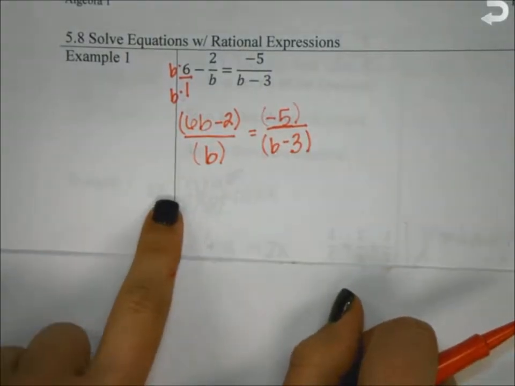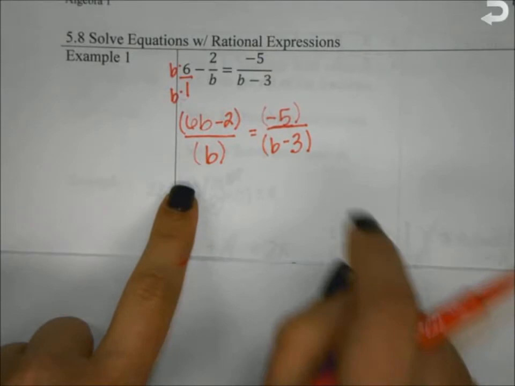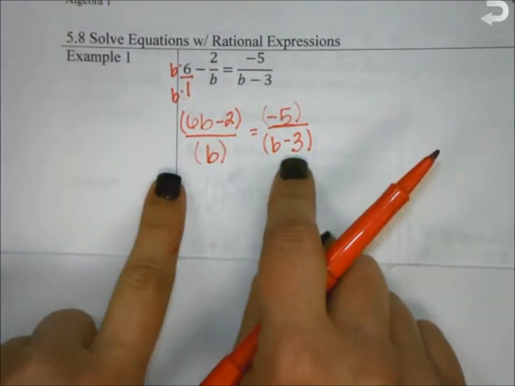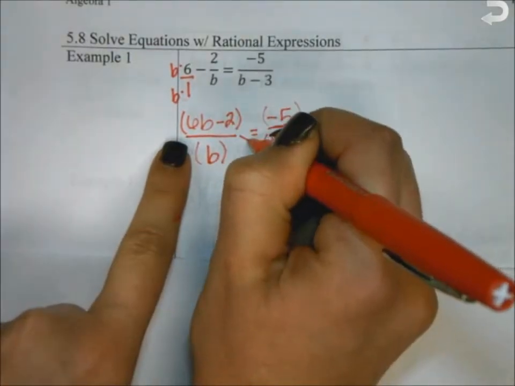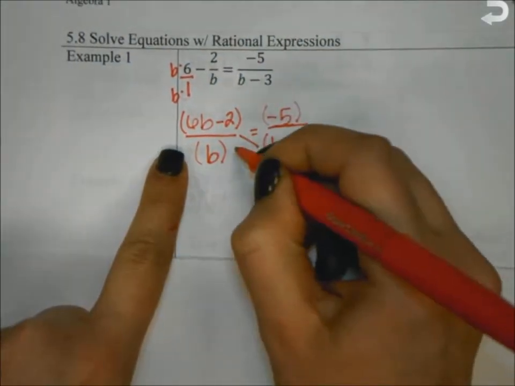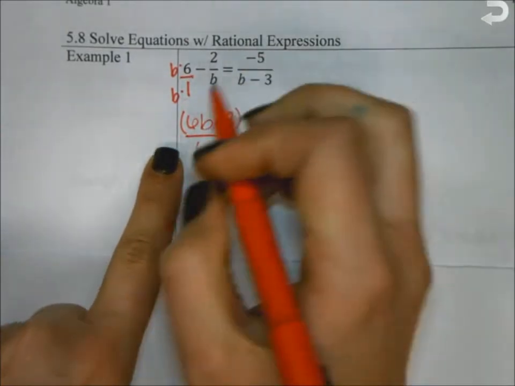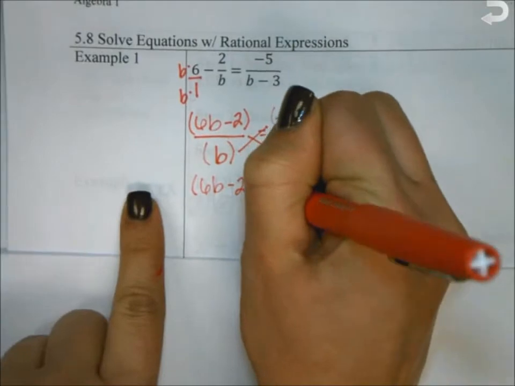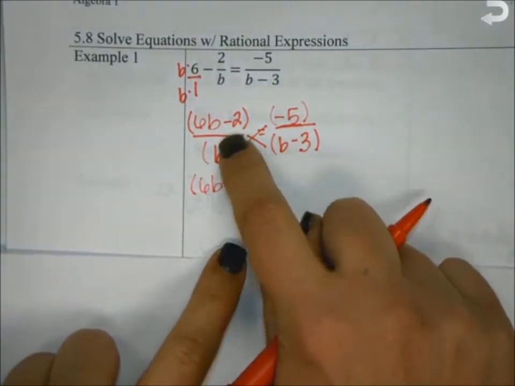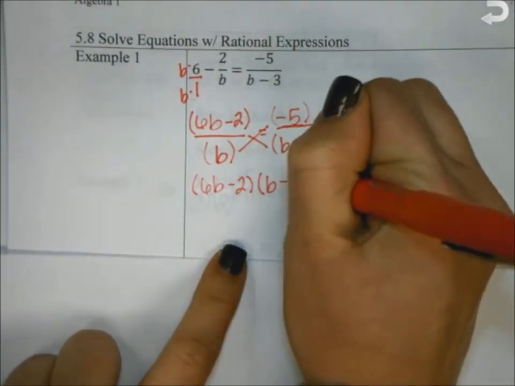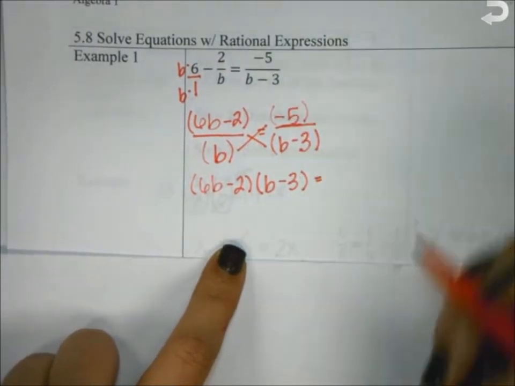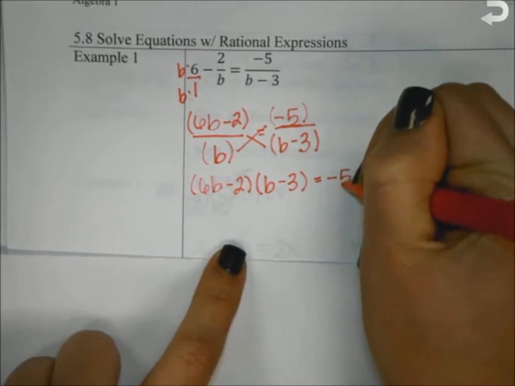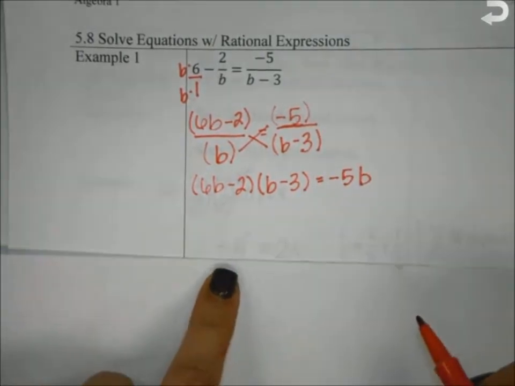Now to cross multiply, since I only have one thing on each side of the equal sign, there's no addition or subtraction, I can multiply these two guys and I can multiply these two guys. So let's write it out. 6b minus 2 times, what did I multiply that one by? B minus 3 equals b times negative 5, negative 5b. How nice, all those fractions cancel out.